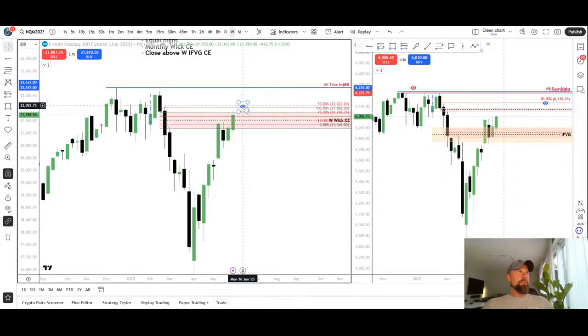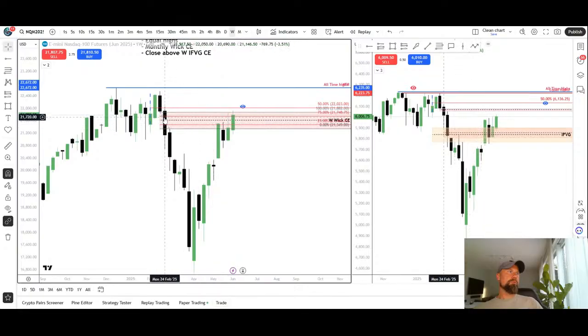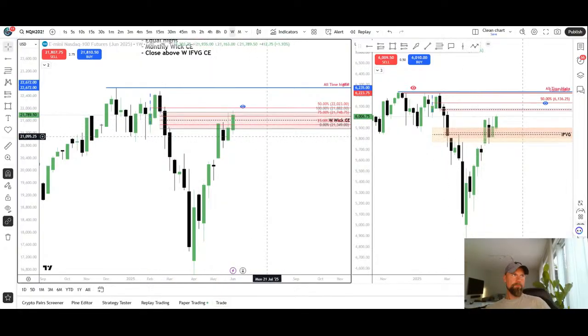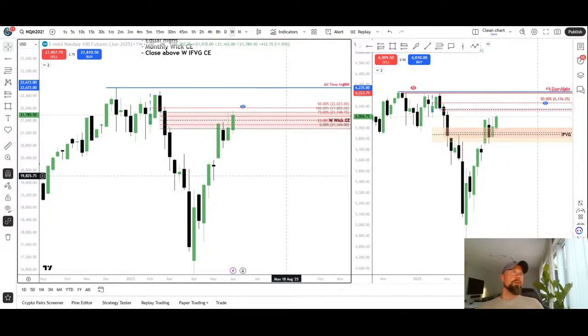So we still have this midpoint of the monthly wick, which is this one. So that's the target. And we get some more information on the weekly, that we have closed above this midpoint. Same in ES. The midpoint of the monthly wick is here. And before that, we have a small fair value gap here that I think will be traded to this week. So still bullish on the weekly.